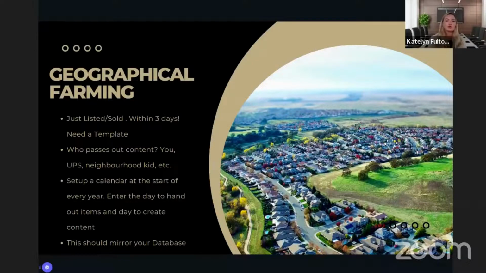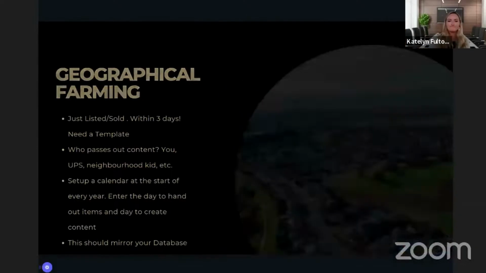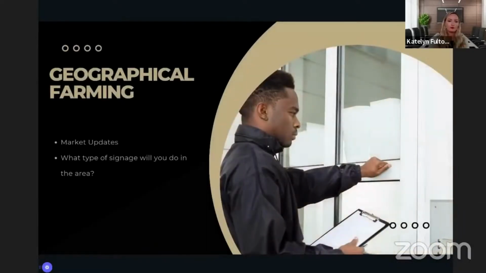So what day do you want to hand out items? And then what day do you want to create the content? So always have it planned. And again, this should mirror your database. Other things you could send are market updates, and then what type of signage will you do in the area?